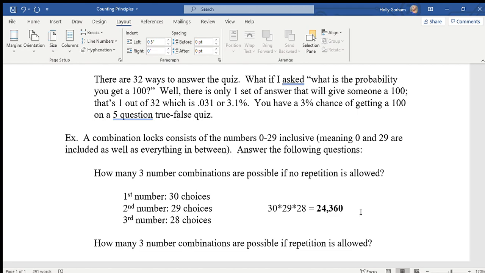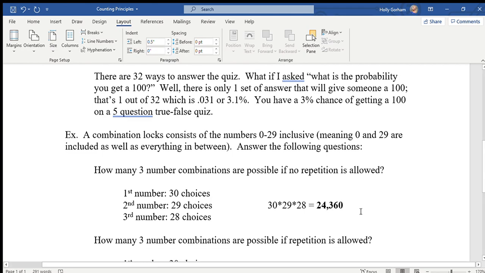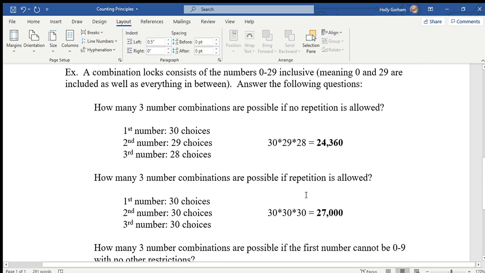But think about the question if it were to say how many 3-number combinations are possible if repetition is allowed. Now when you go to pick your combination, you have 30 choices for each number because you could repeat the numbers. So when you multiply 30 times 30 times 30, that gives you 27,000.